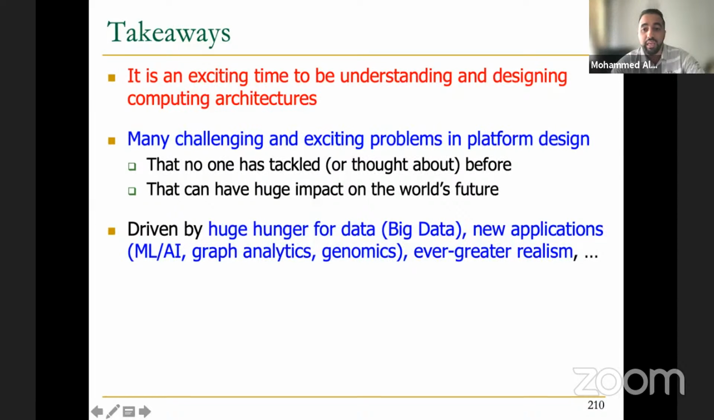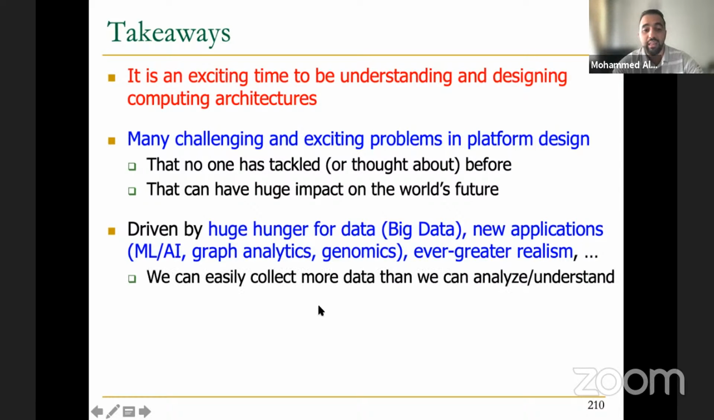Some of them really will make a difference in our lives if we can build these customized hardware for genome analysis or personalized medicine or metagenomics studies and so on. Driven by a huge hunger for data, we are always generating data, and sometimes this data is just wasted because we cannot analyze it on time. There are new applications enabled by this data, and we are still lacking efficient hardware that is built for these applications.